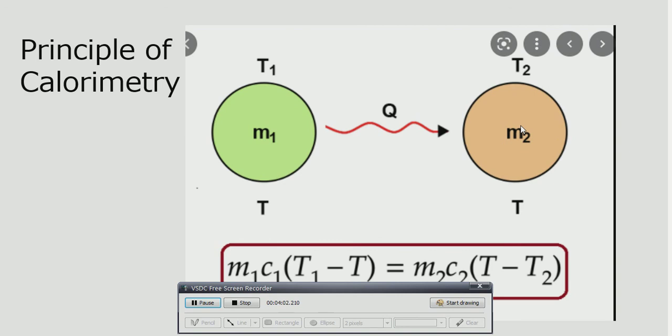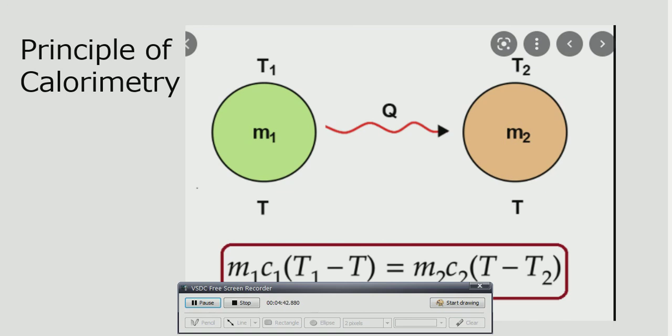Then the principle of calorimetry says how much heat will be supplied: the heat lost by the hot body is equal to the heat gained by the cold body. After so much heat exchange, they will have a common temperature, meaning both objects will have the same temperature. If it is 40 degrees Celsius, the other will also be at 40 degrees Celsius. That is the principle of calorimetry.